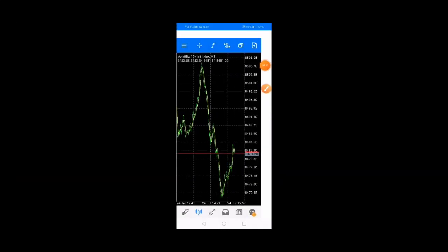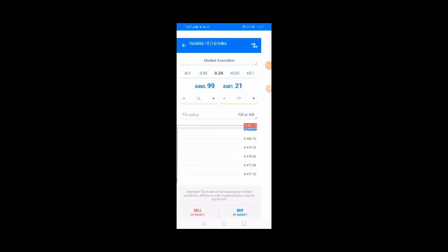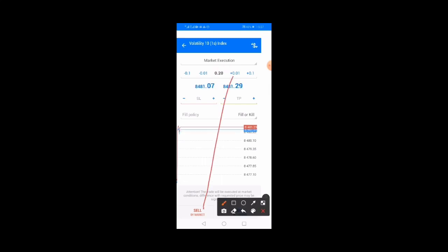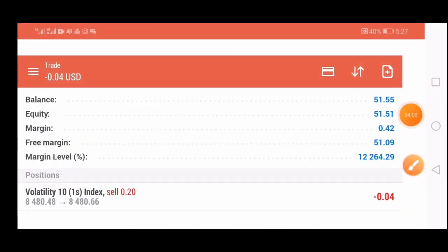I'll use the landscape mode. I'm starting with a lot size of 0.20 for the Volatility 10 (1s) Index. So I'll click the sell button to sell. So the trade is running.